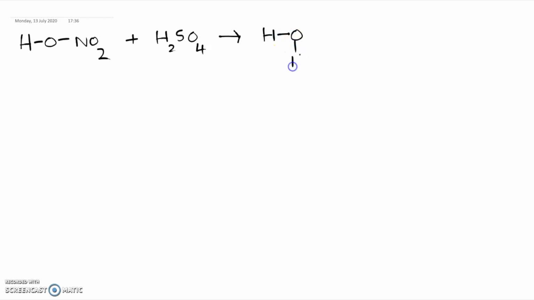Now, when it reacts with sulfuric acid, the sulfuric acid acts as a H plus donor, and it's going to give H plus to nitric acid. So the nitric acid is actually acting as a base here. It accepts H plus.